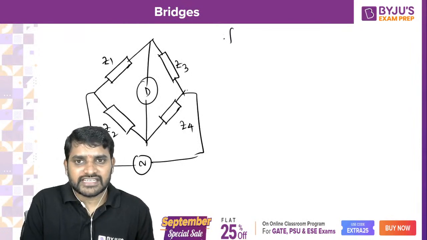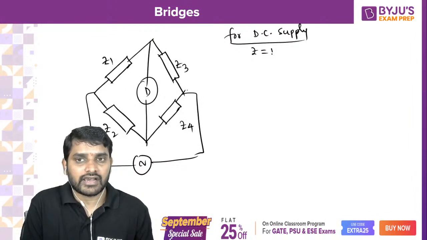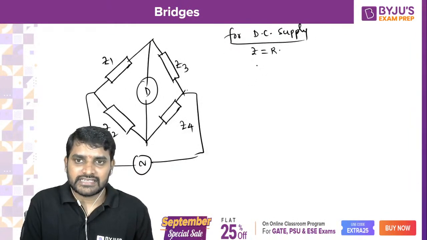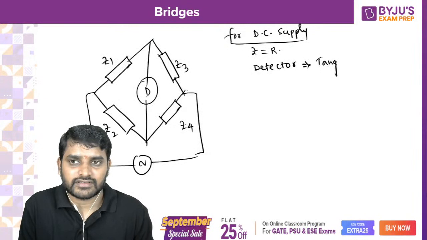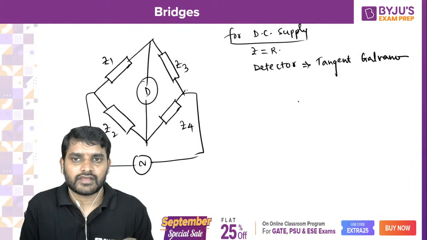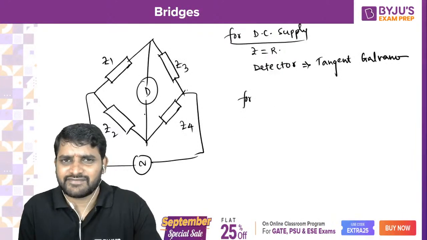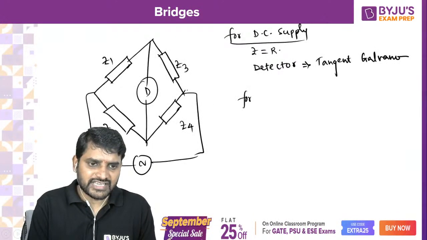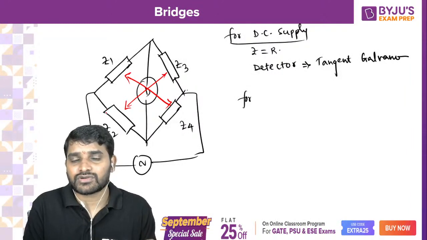For DC supply, you will be having only resistances, Z equal to R, and the detector is a tangent galvanometer. For AC supply, the balanced condition is the same for anything, that is opposite arm products must be equal. So that is Z1 Z4 is equal to Z2 Z3.